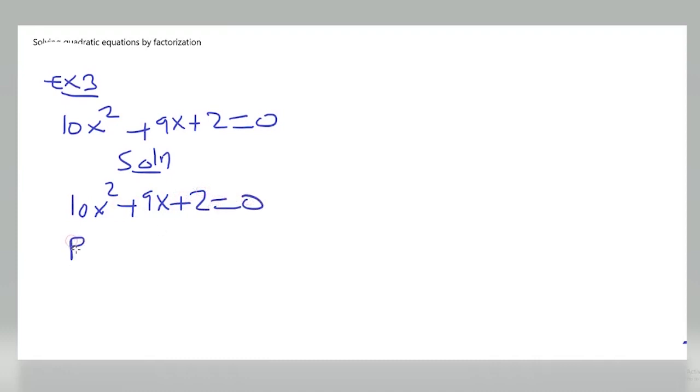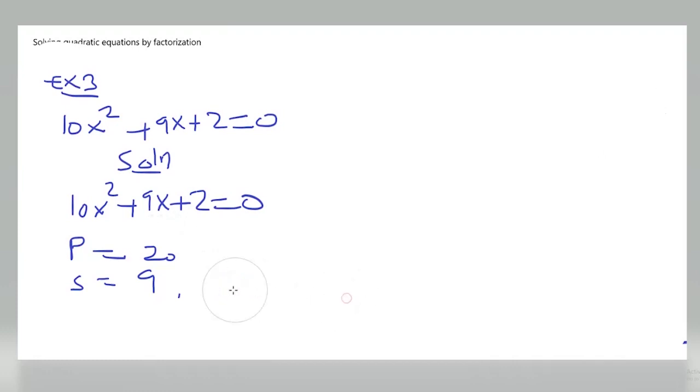Then what is the product? Product is 10 times 2, which is 20. And what is the sum? Sum is 9. Now think of two numbers. When I multiply them, I get 20, and when I add them, I get 9. On my side, those numbers are 5 and 4. Okay, when you take 5 times 4, you get 20, and when you add them, 5 plus 4, you get 9. So for this case, when I split 9x, I get 5x plus 4x, I get 9x.